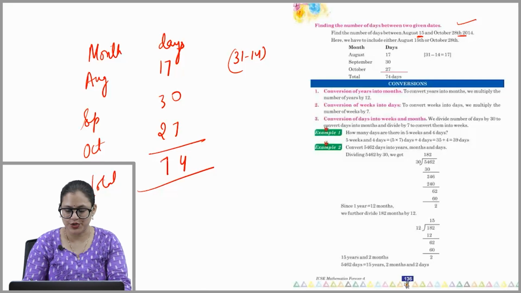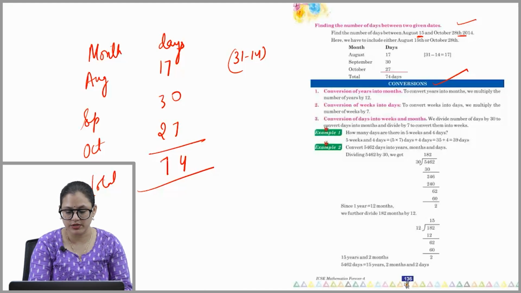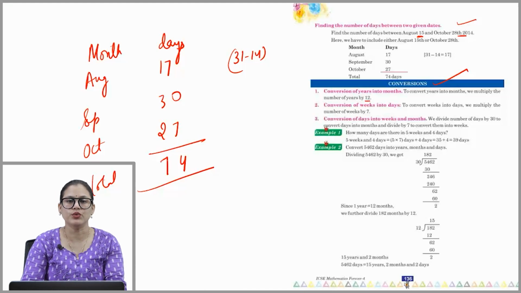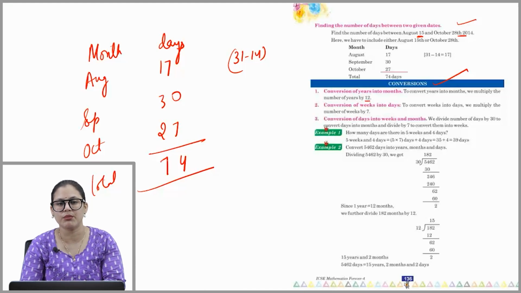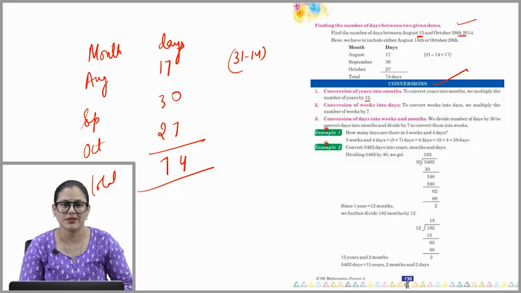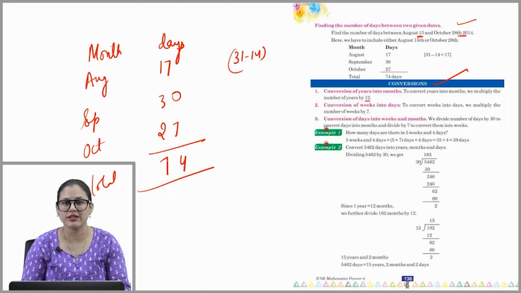Okay, conversions. Number 1, conversion of years into months. To convert years into months, we multiply the number of years by 12. Number 2, conversion of weeks into days. To convert weeks into days, we multiply the number of weeks by 7. Why 7? Because 1 week has 7 days. And number 3, conversion of days into weeks and months. We divide the number of days by 30 to convert days into months, and divide by 7 to convert them into weeks.